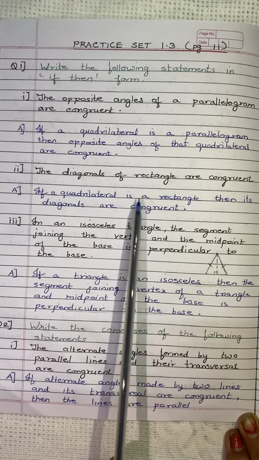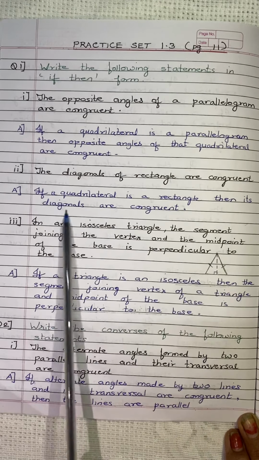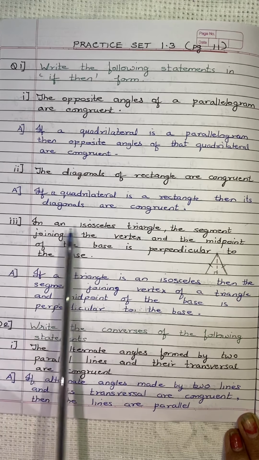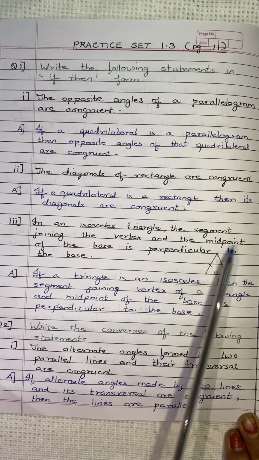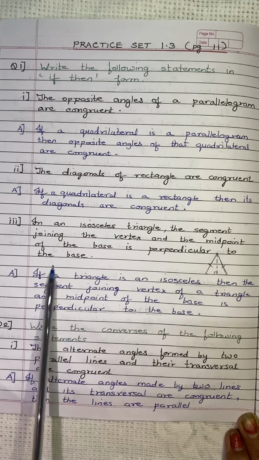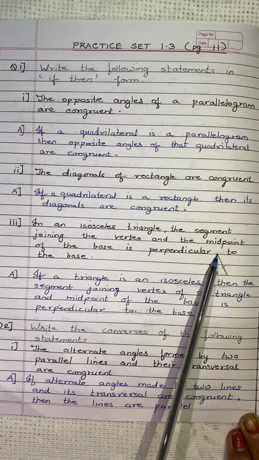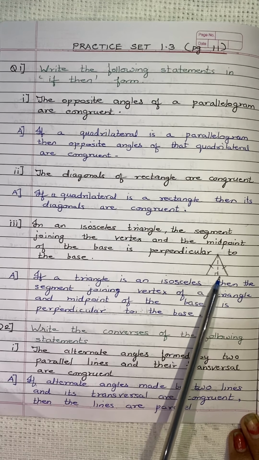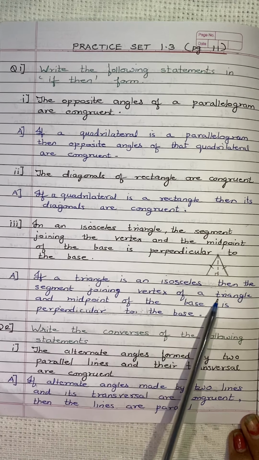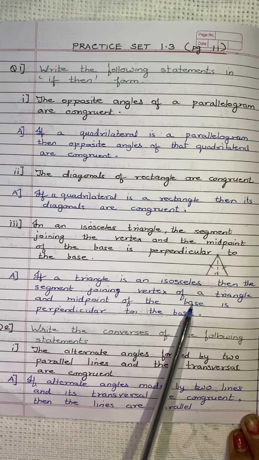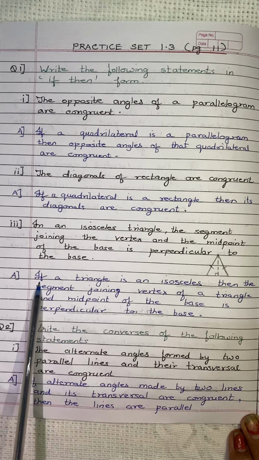If a quadrilateral is a rectangle, then its diagonals are congruent. Third sub-question. In an isosceles triangle, the segment joining the vertex and the midpoint of the base is perpendicular to the base. If you see, this is an isosceles triangle having two sides equal. The segment joins the vertex to the midpoint of the base. So if a triangle is isosceles, then the segment joining the vertex of the triangle and the midpoint of the base is perpendicular to the base. So here we are using if and then.